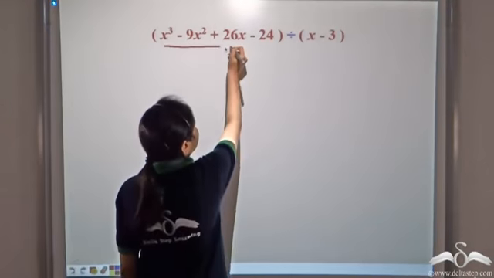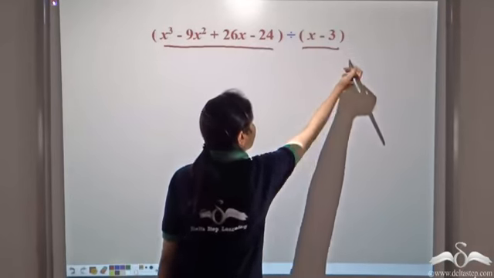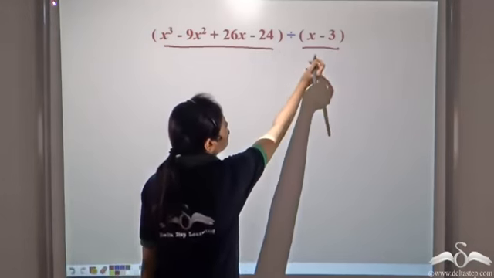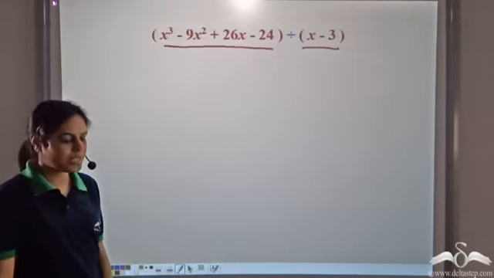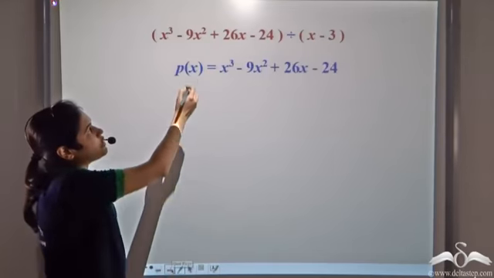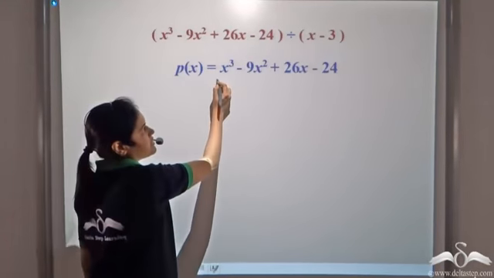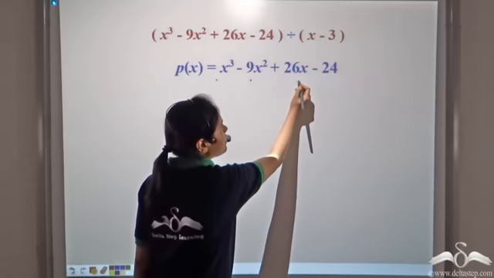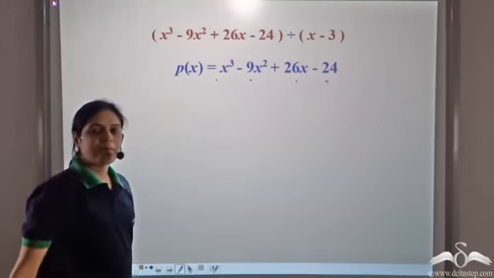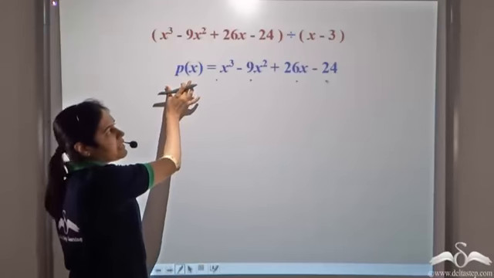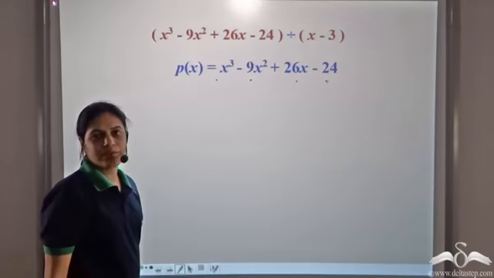This polynomial is divided by x minus 3, and we need to find the remainder when this is divided by x minus 3. So we denote this by p(x). p(x) is equal to x cubed minus 9x squared plus 26x minus 24. What is the remainder if p(x) is divided by x minus 3?